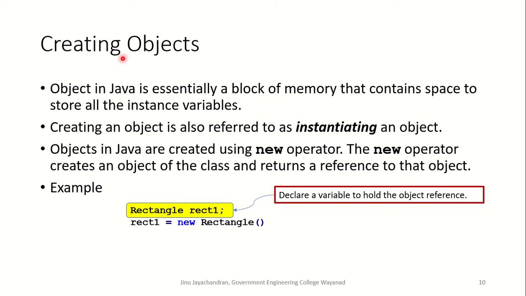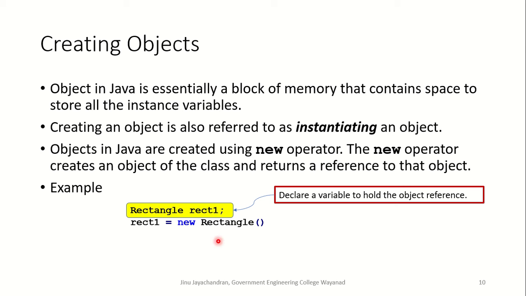So let's say you are going to create an object. An object in Java is essentially a block of memory that contains space to store all the instance variables. When you create an object, whatever is declared inside the class will be allocated a block of memory in which it can be stored. Creating an object is also referred to as instantiating an object. So when you say create an object, it is equivalent to saying instantiating. Objects in Java are created using the new operator. The new operator creates an object of the class and returns a reference to that object.